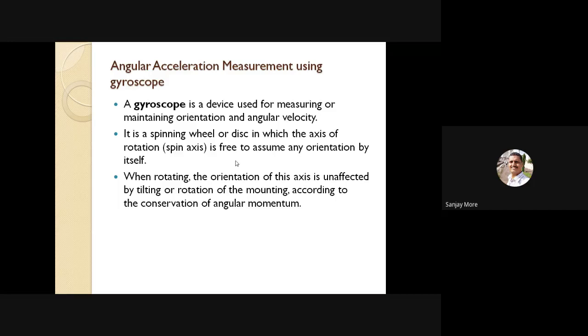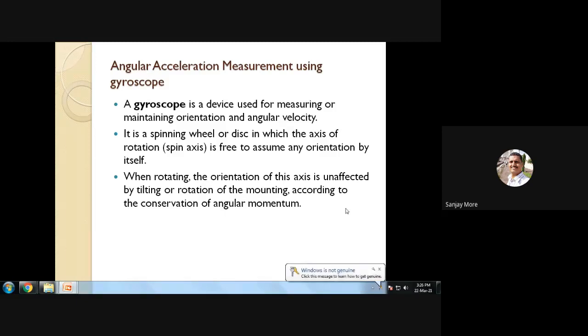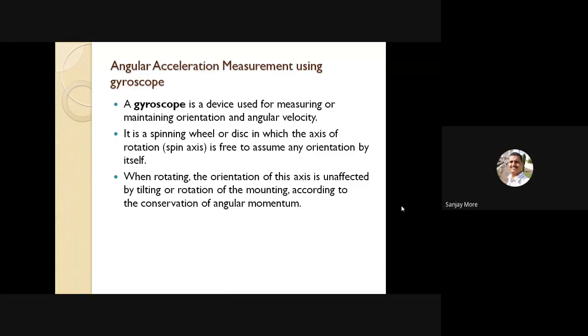It is a spinning wheel or disc in which the axis of rotation, in bracket spin axis, is free to assume any orientation by itself. Full stop and next line.